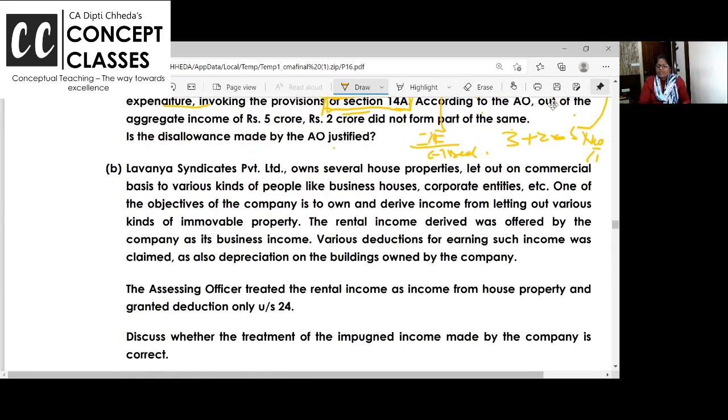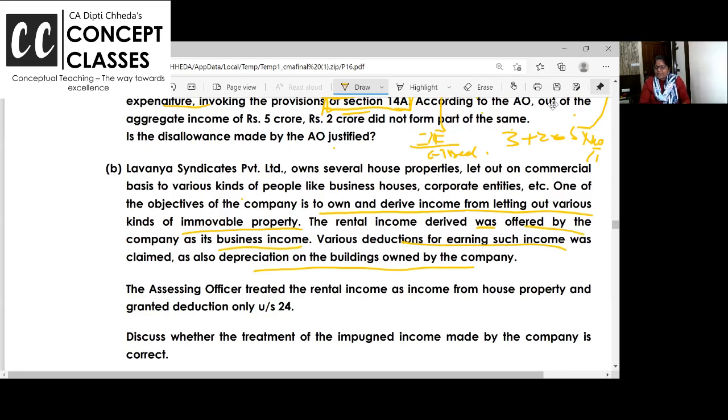Now, the company owns several house properties let out on commercial basis. One of the objectives of the company is to own and derive income from immovable property. Rental income was offered by the company as business income.